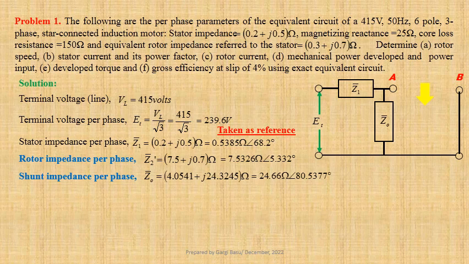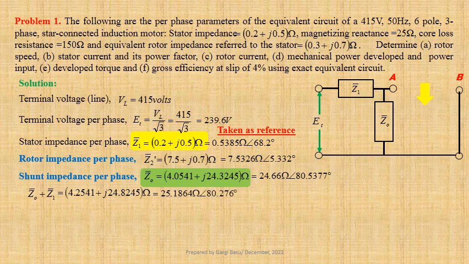Now we shall calculate Z0 plus Z1. Using values we get 4.2541 plus j times 24.8245 ohm, that is equal to 25.1864 ohm at an angle 80.276 degree.